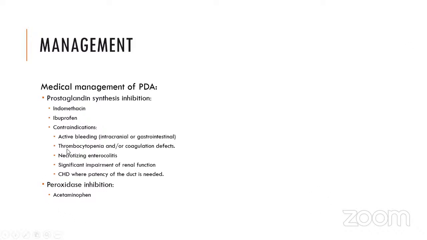Medical management is usually achieved by giving either prostaglandin synthesis inhibitors or peroxidase inhibitors. The medications within these classes, for the prostaglandin synthesis inhibitors, are indomethacin and ibuprofen. Closure is usually confirmed with an echo 24 or 48 hours after administration of these medications. Now, there are contraindications to giving some of these medications. For the prostaglandin synthesis inhibitors, some of the contraindications include active bleeding, whether intracranial or gastrointestinal, thrombocytopenia with or without coagulation defects, necrotizing enterocolitis, significant impairment of renal function, and obviously congenital heart disease where the patency of the duct is needed.